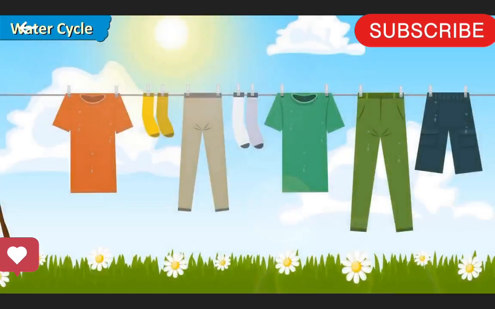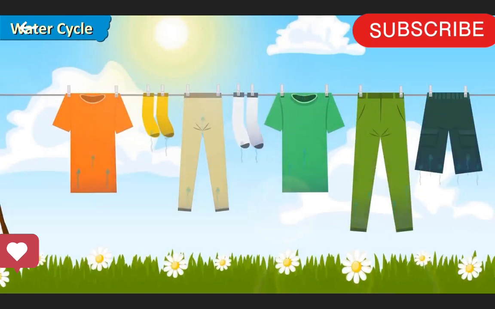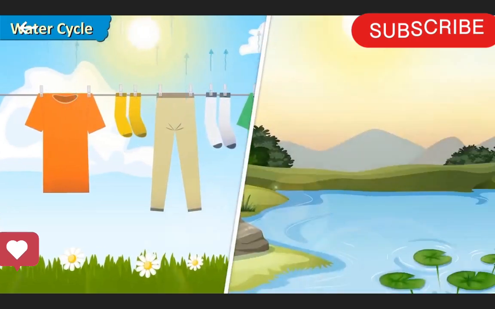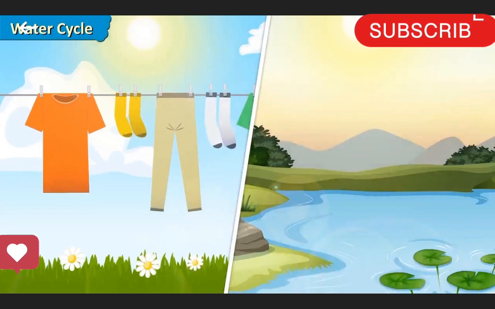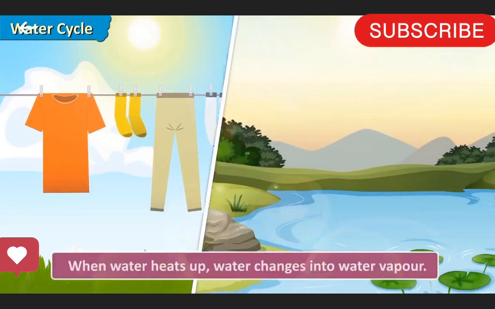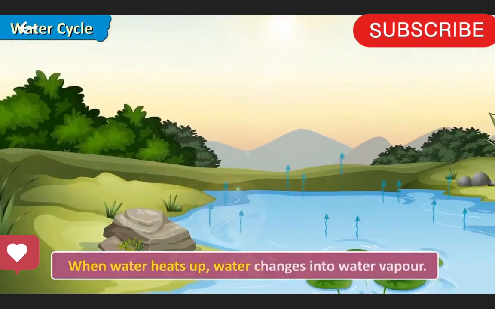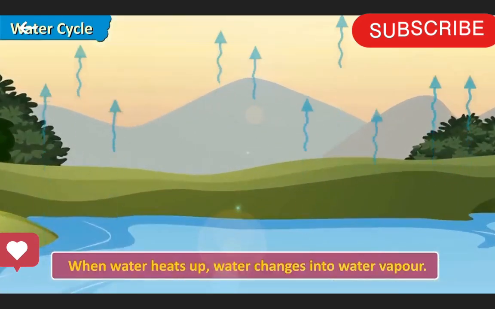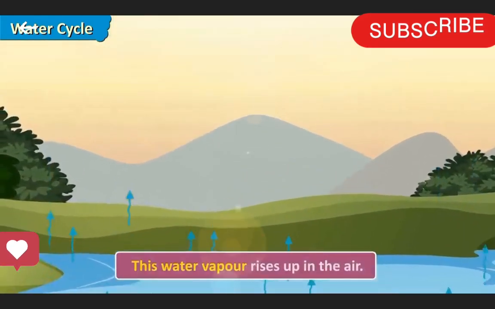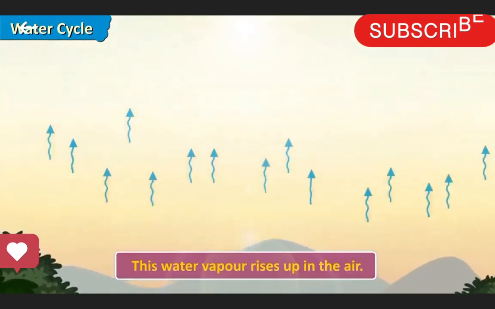Just like the sun's heat turns the water in wet clothes into water vapor, the sun's heat also heats up the water present in the oceans, rivers, lakes, and ponds. When water heats up, it changes into water vapor. This water vapor rises up in the air.